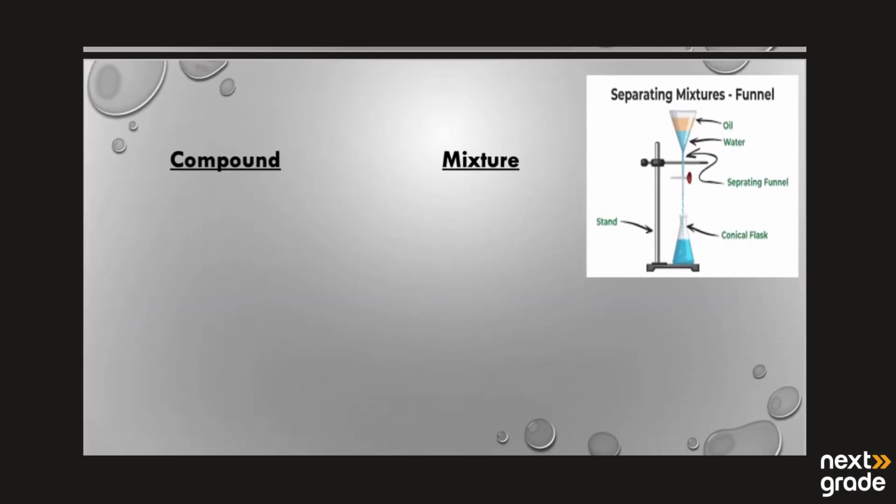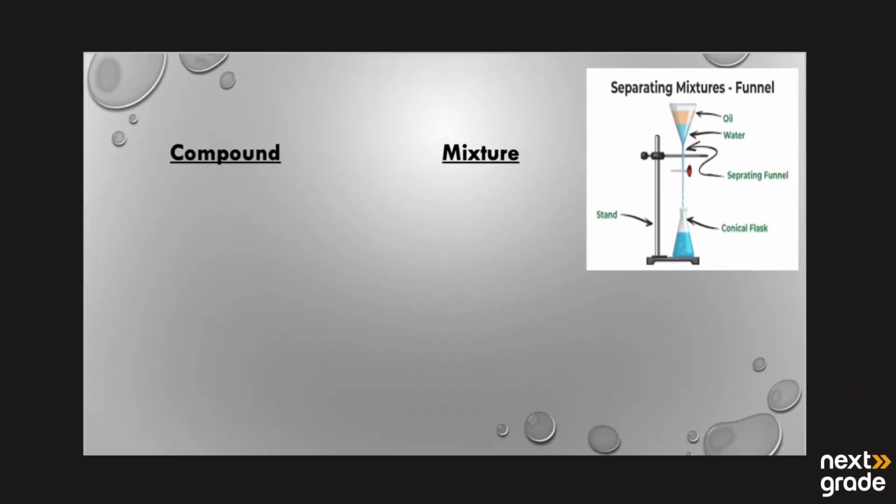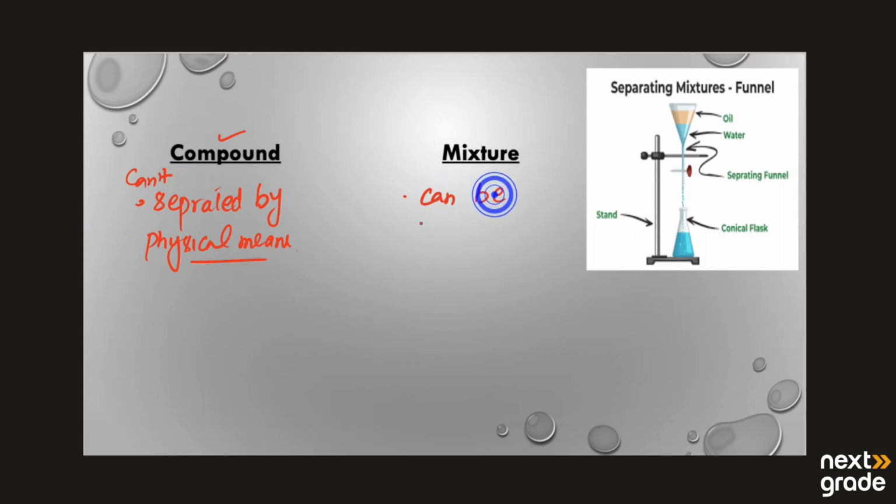Next, we have the separation of the components. The components of a compound cannot be separated by physical methods or physical means, but the components of a mixture can be separated by physical means. Here we have a lot of physical means to separate the constituents.